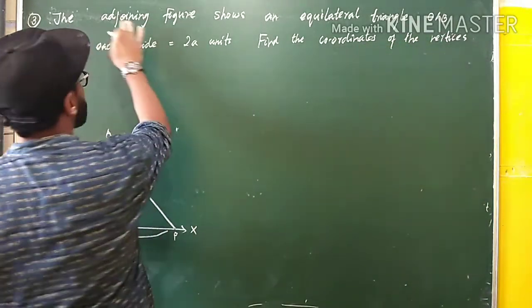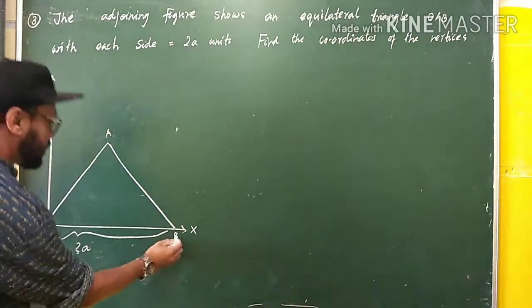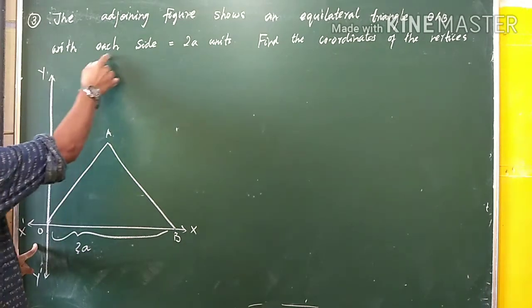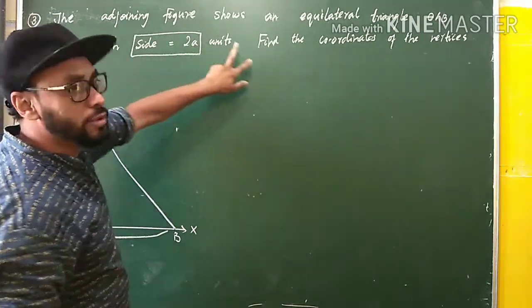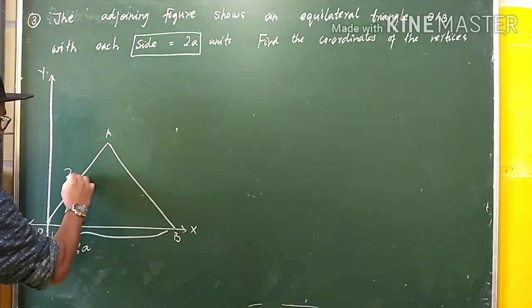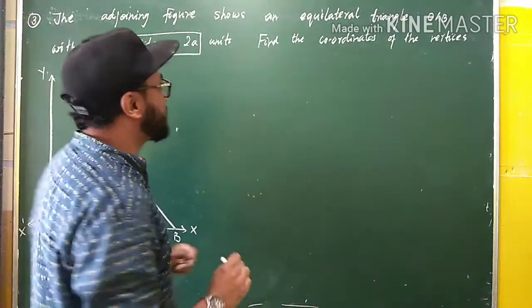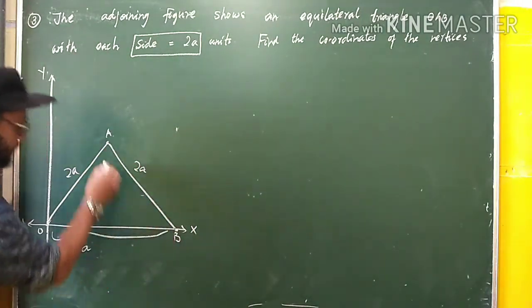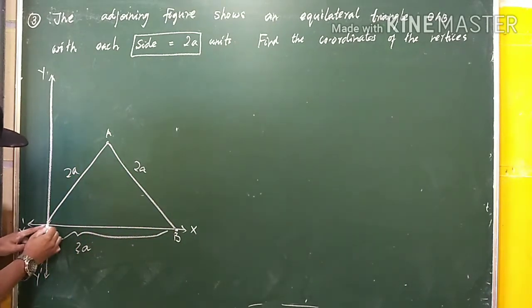It says the adjoining figure shows an equilateral triangle OAB. Now OAB is an equilateral triangle here, with each side equal to 2a. Now the length of each side is 2a. So this is an equilateral triangle. Keep this in mind. Find the coordinates of the vertices. So what are the vertices? A, O and B.